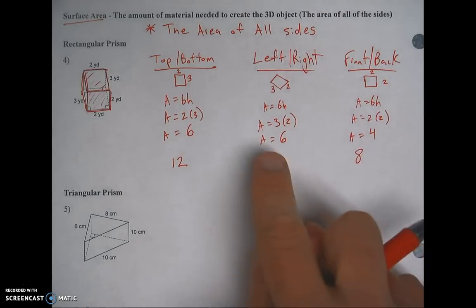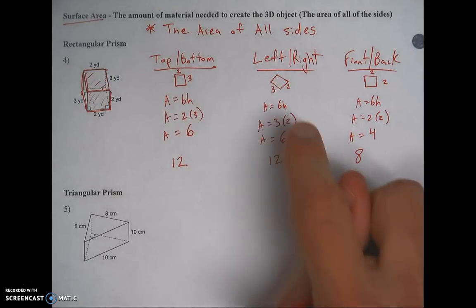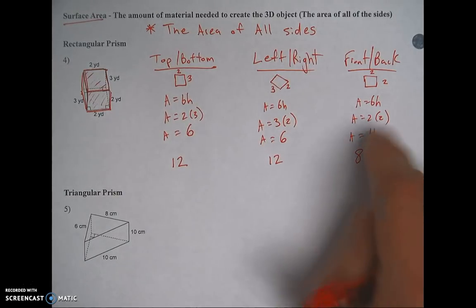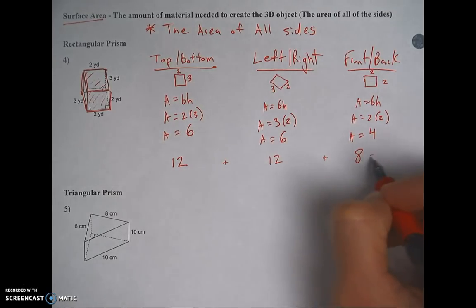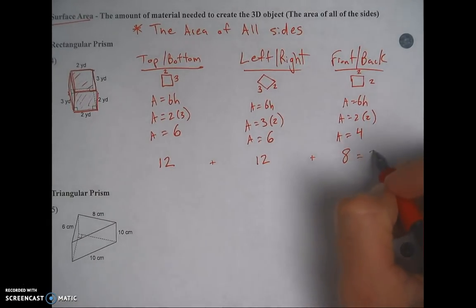So we've covered all 6 sides here. 2 of them are 6. The other 2 are also 6. The other 2 are 4, for a total of 12, 12, and 8. We're going to just add all those sides up for a total area of 32.